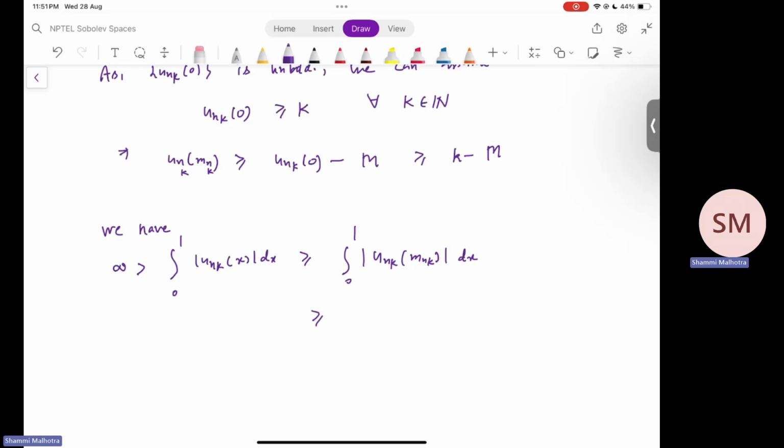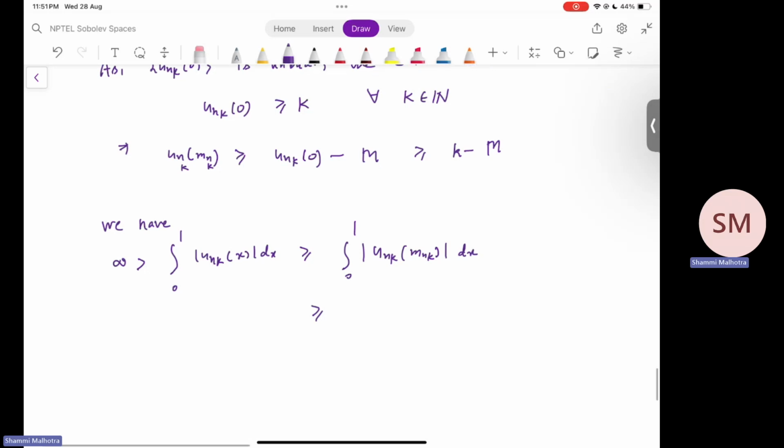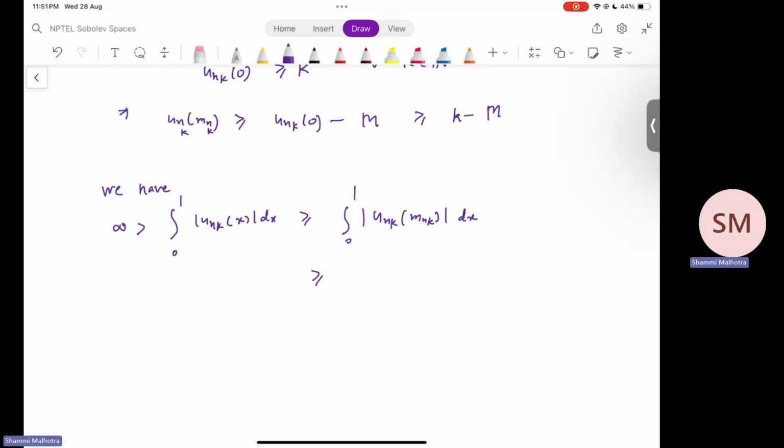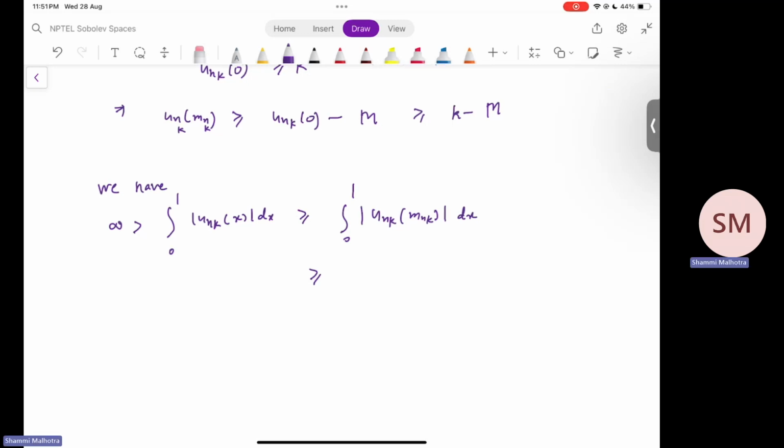So ultimately we can assume that this whole thing u_n^0 to be non-negative. Ultimately we can replace that by minus u, so we can assume these quantities to be positive. So finally this is nothing but u_{n_k}^0 minus m, and this is greater than or equal to k minus m, and that holds for all k in N, but which is a contradiction.